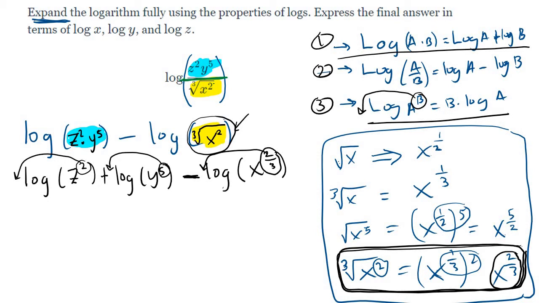Okay, let's do that. So this will be 2 log z plus 5 log y minus 2/3 log x. There is nothing to expand. We are done with that expansion, and that is the answer to the full expansion of this problem.